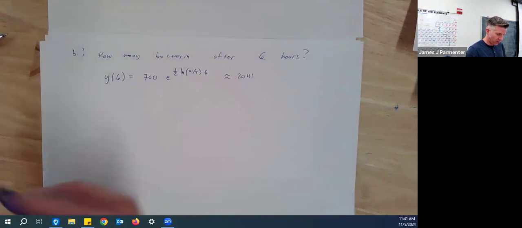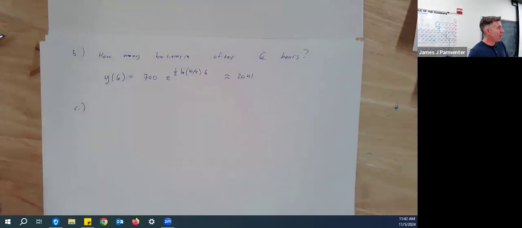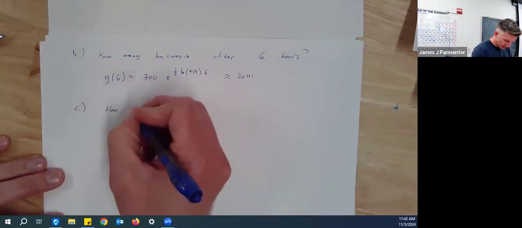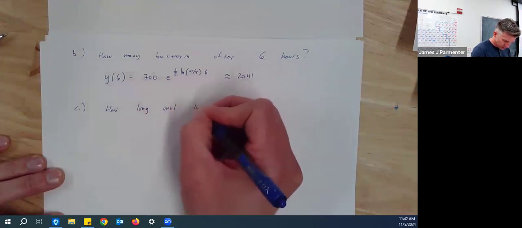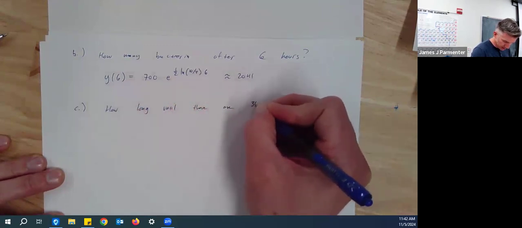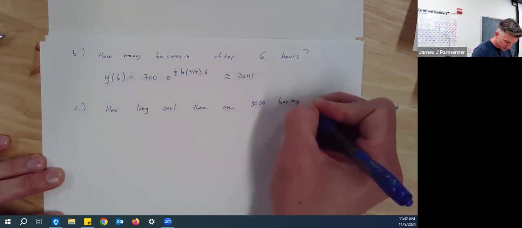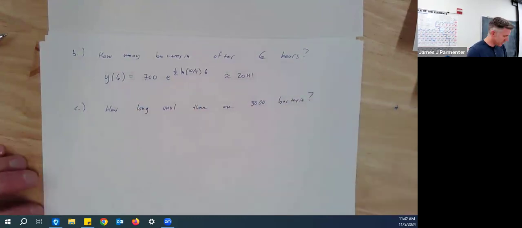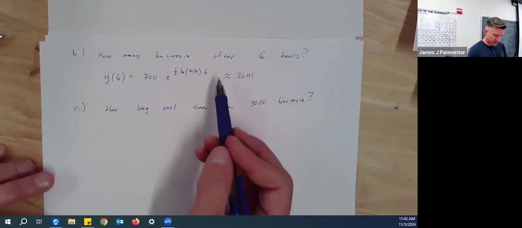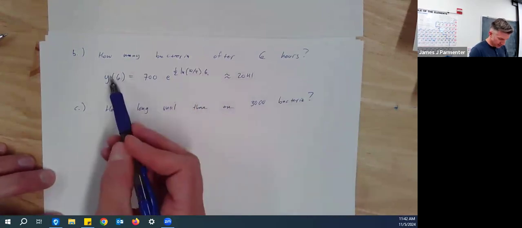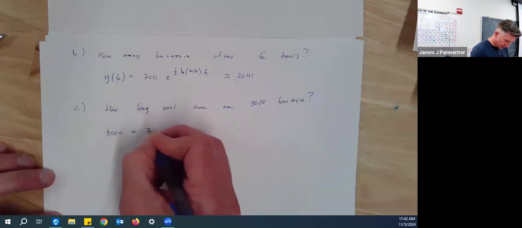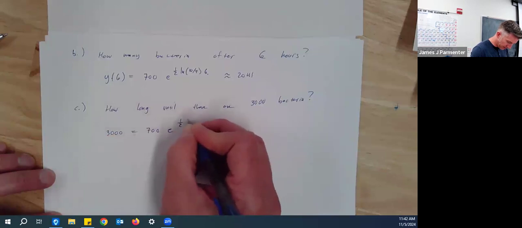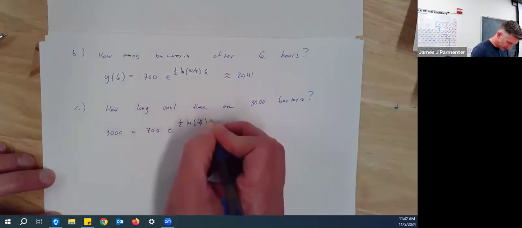So this is the less interesting question to answer. The more interesting or harder question to answer is how long until you get to some amount. For example, how much time until there are, say, 3,000 bacteria. Then you do the same sort of thing, except instead of plugging in t equal to 6, you would plug in 3,000 for y. Say that 3,000 equals 700 times e to the 1/2 natural log of 10/7 times t.